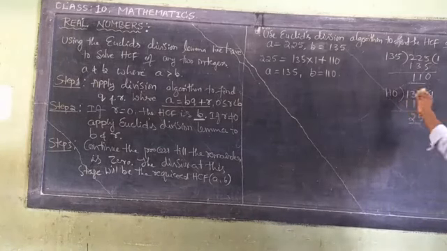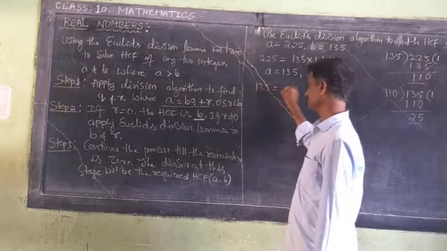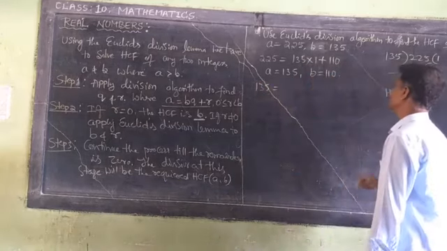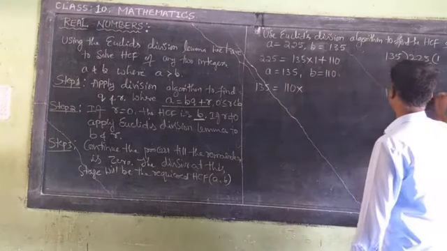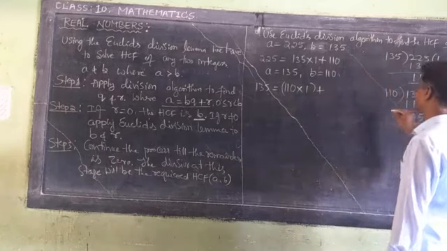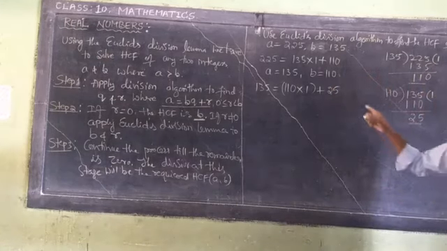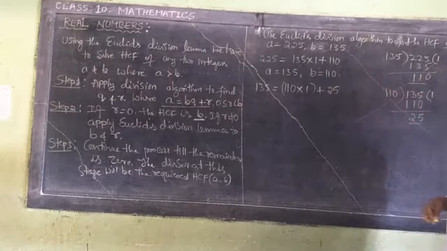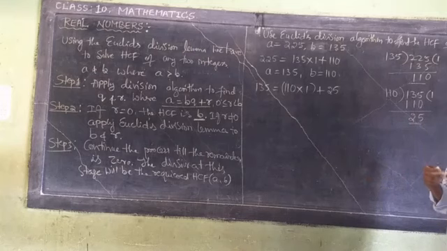Now this can be written as: here A is 135 divided by the divisor into the quotient. Quotient is 1 plus remainder, and the remainder is 25. Did the remainder become 0? No. So we can continue the process till the remainder becomes 0.